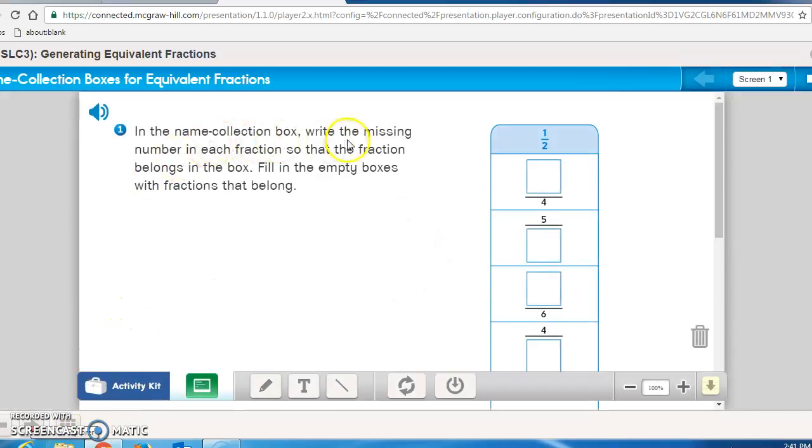So in the name collection box, you are going to write the missing number in each fraction so that the fraction belongs in the box. And then you're going to fill in the empty boxes with fractions that belong. For this, you're going to go to Math Journal, page 78. Pause the recording now and please turn to that page, and then I will help you to get started.